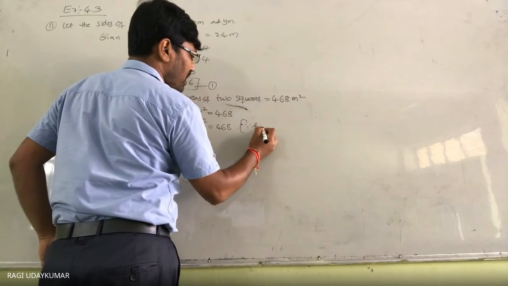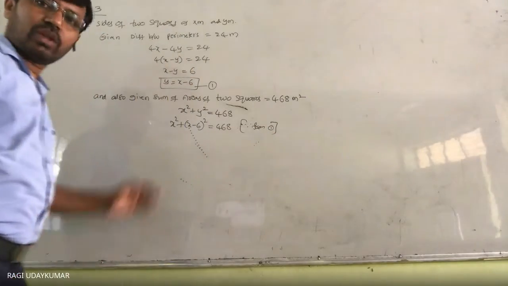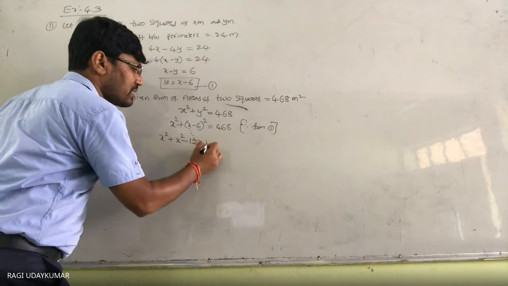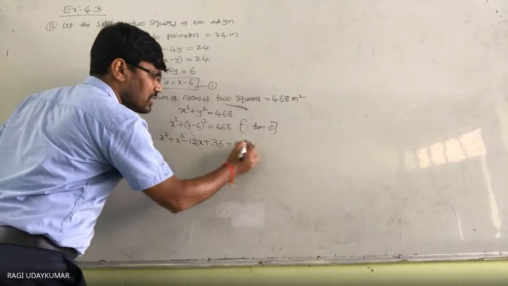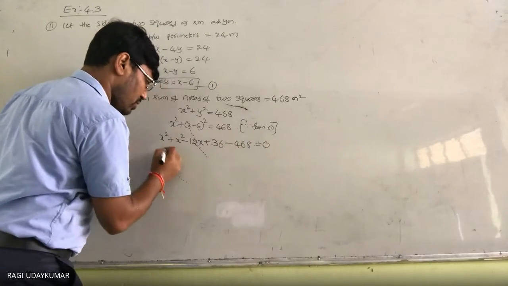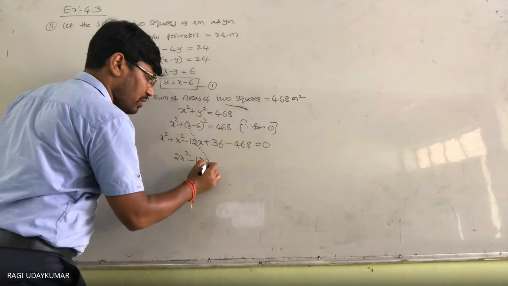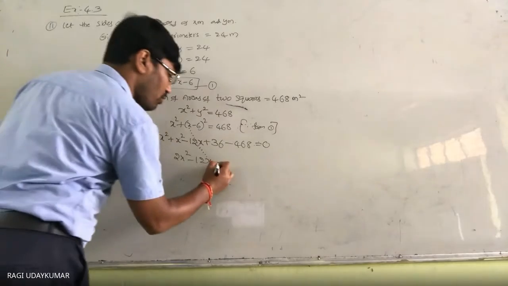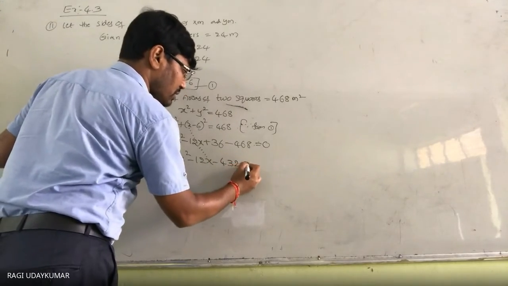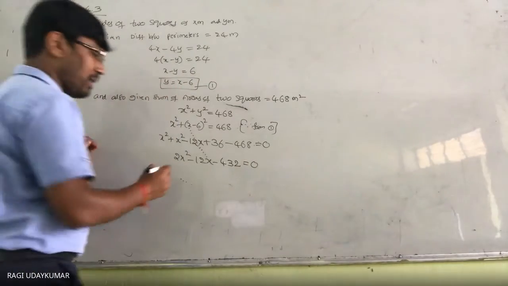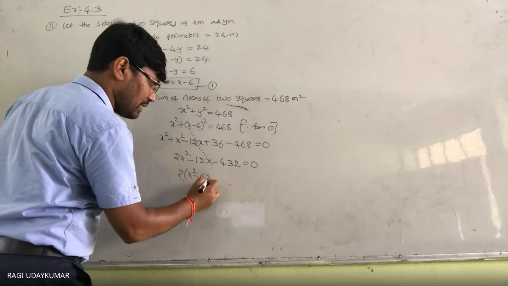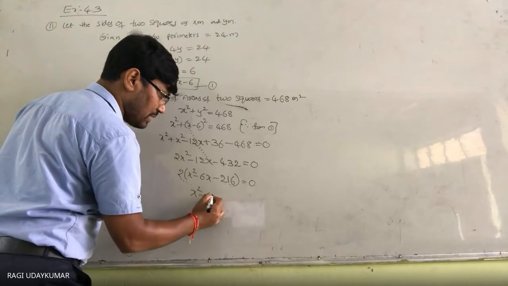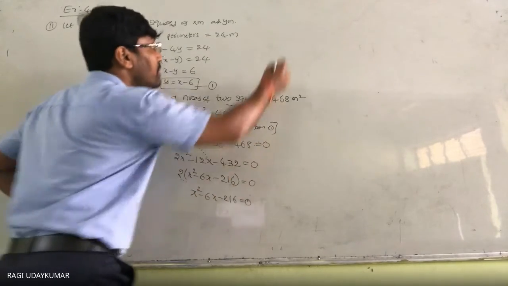In the brackets you write from 1. Now you have to proceed with this one. So what do you write? x square plus x square minus 12x plus 36 is equal to 468. So minus 468 is equal to 0. So we are going to get 2x square minus 12x, and 36 minus 468 is minus 432, equal to 0. So from this, 2 take common. So we are going to get x square minus 6x minus 216. So x square minus 6x minus 216 is equal to 0.